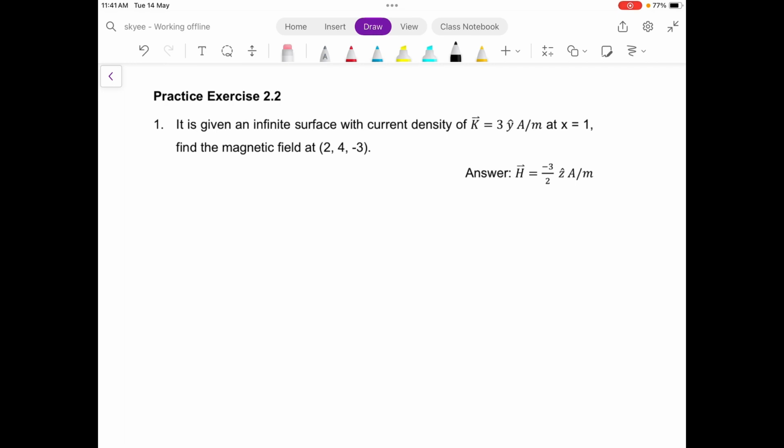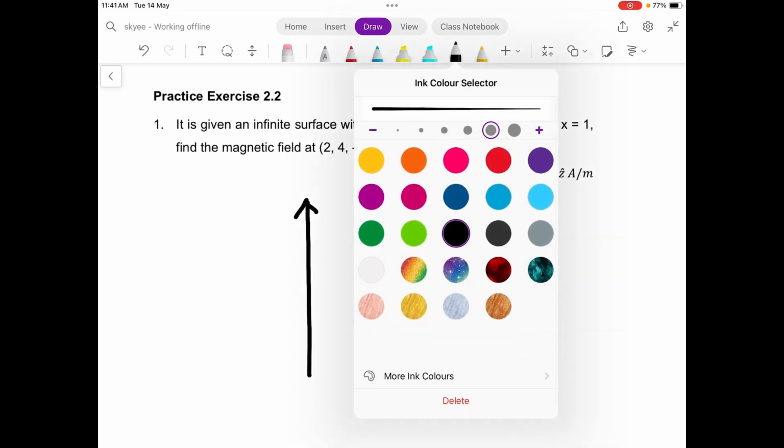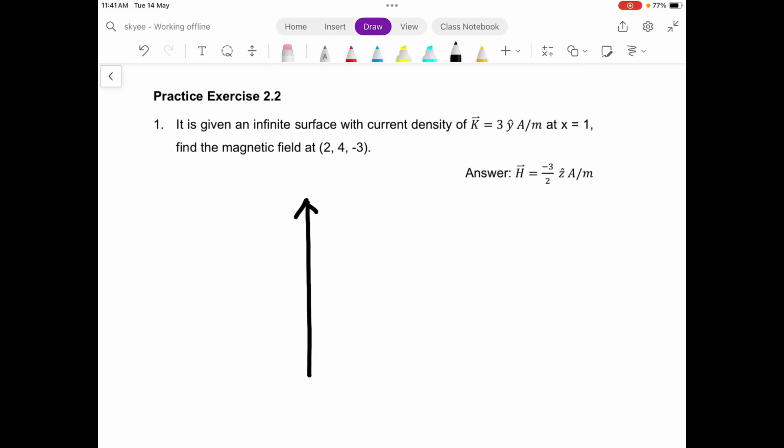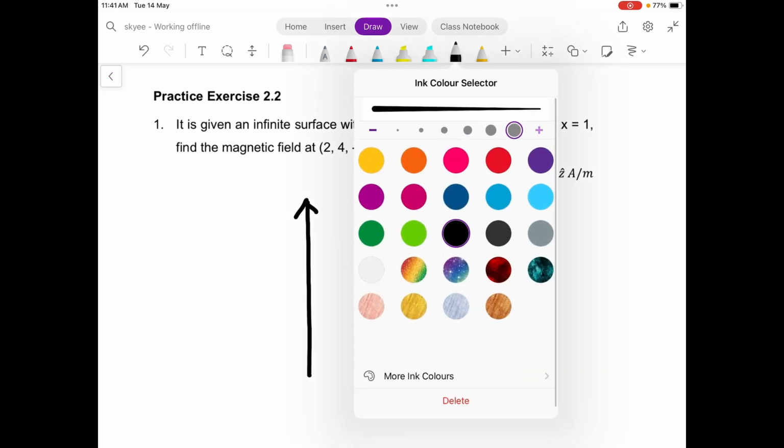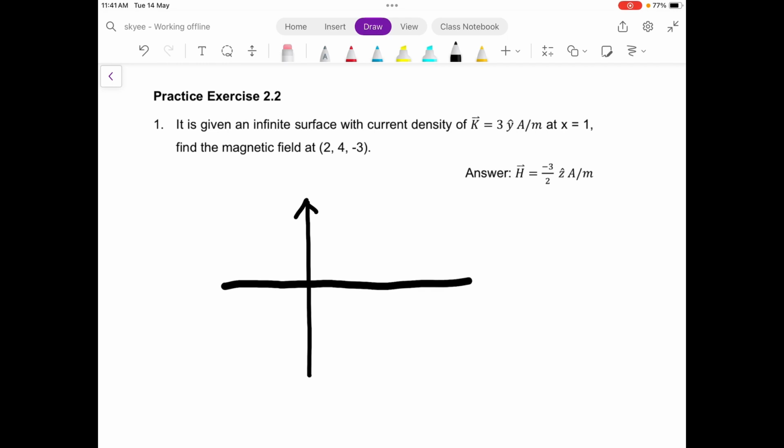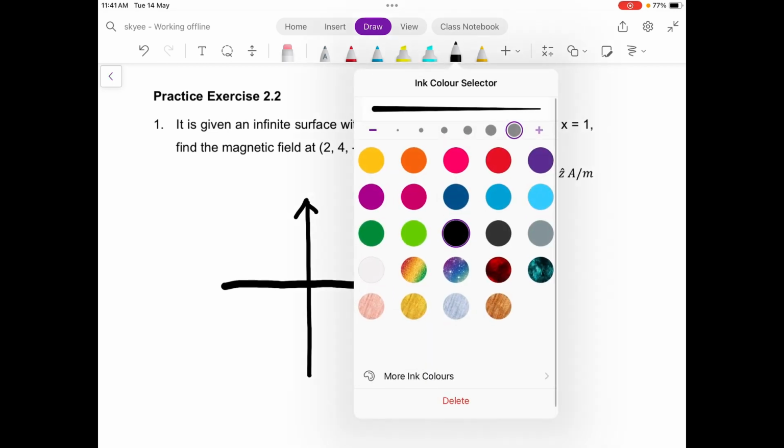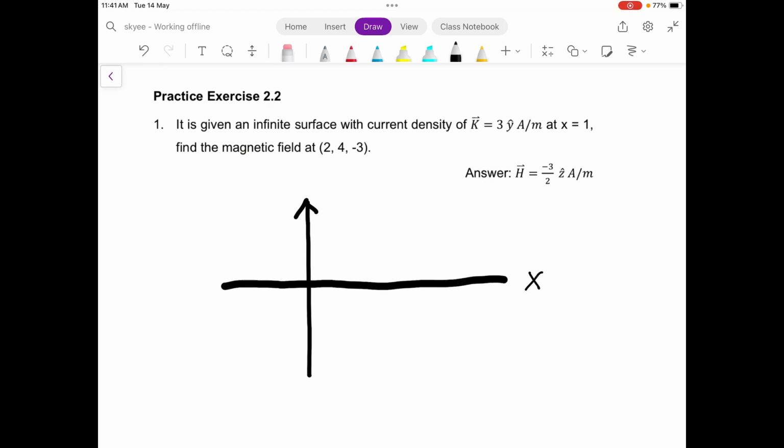So the first thing is to draw this surface. I will draw this surface in 2D. Since it mentions that the surface is at position 1, we will draw it at position 1. Just imagine this is your surface at x equals 1. This is the x-axis, meaning this is at position 1. And K is in the y direction.